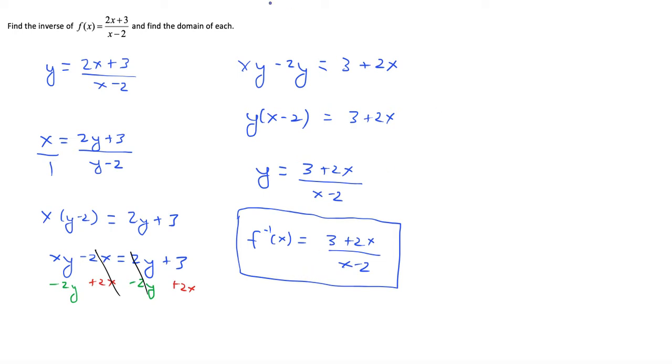And what is the domain? Well, we know that denominators cannot be 0, so we can't plug in 2 down here. So the domain will be all real numbers except 2. So remember, this is how we write that domain. We're just going to exclude 2 from all real numbers, so that's why we use the parentheses here.